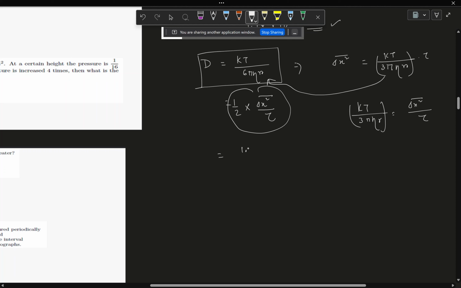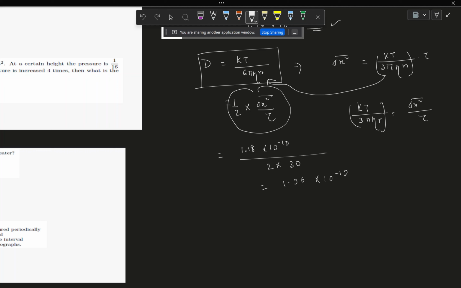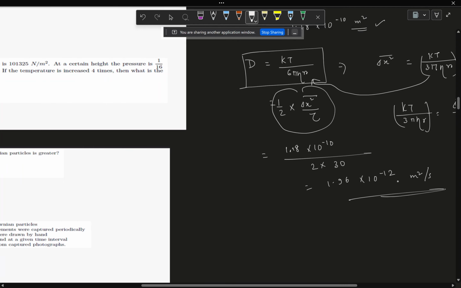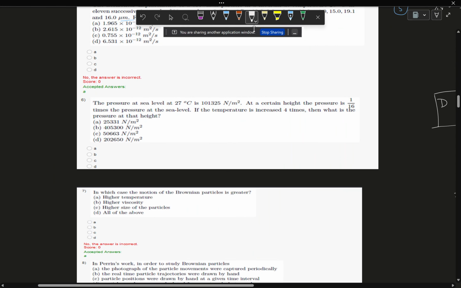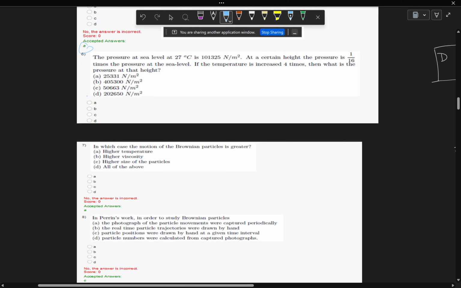Now delta x squared we have just calculated. So this is 1.18 into 10 to the power minus 10 divided by 2 into the mean interval of time, which is given as 30 seconds. If you do this, you will get 1.96 into 10 to the power of minus 12, and the unit will be meter squared per second. So this is your diffusion coefficient D for that problem, and let us mark the answer. We have got 1.96, that means first option, right?